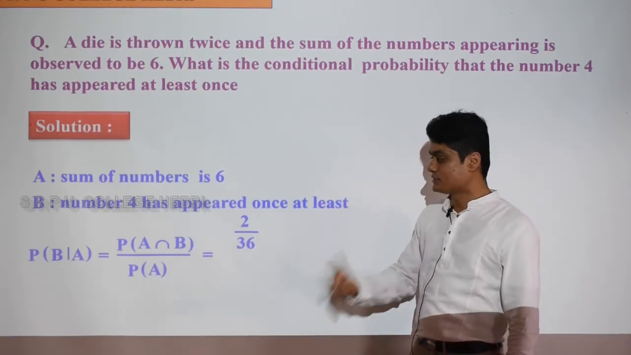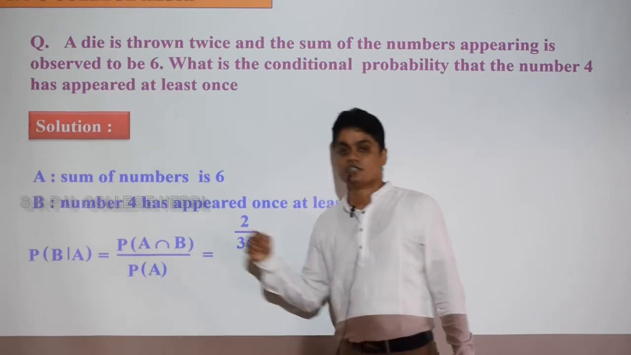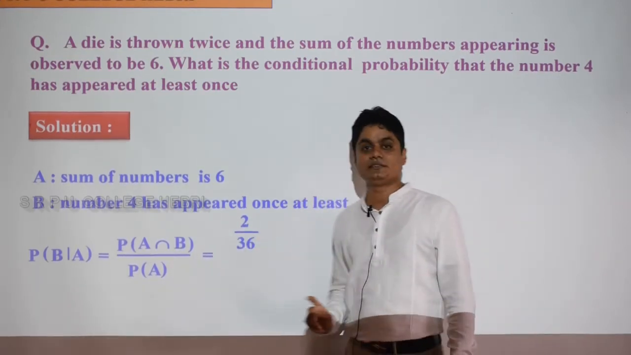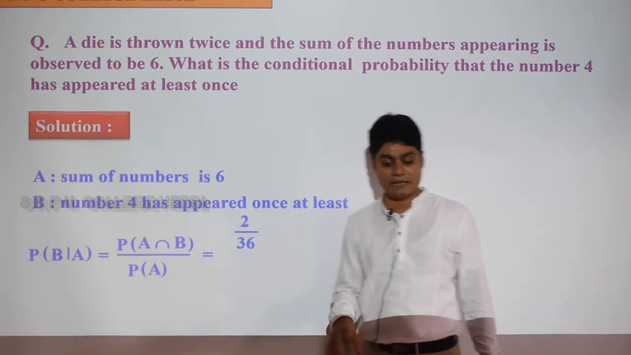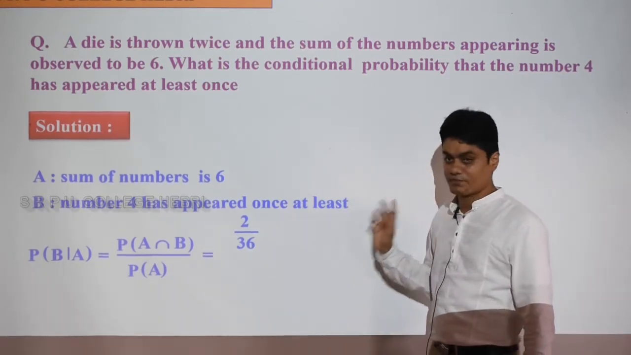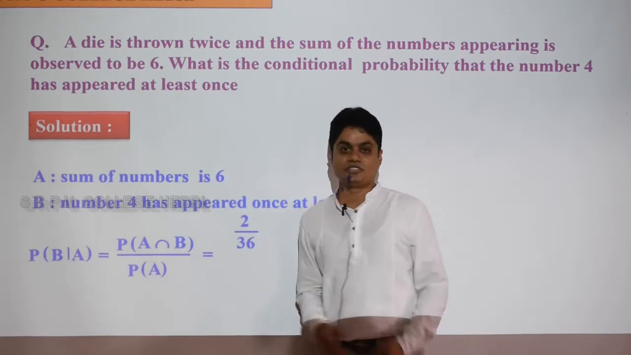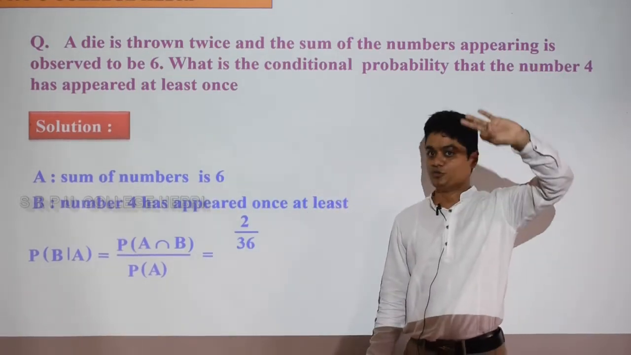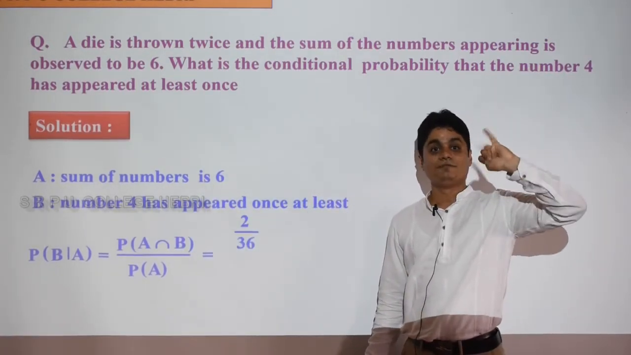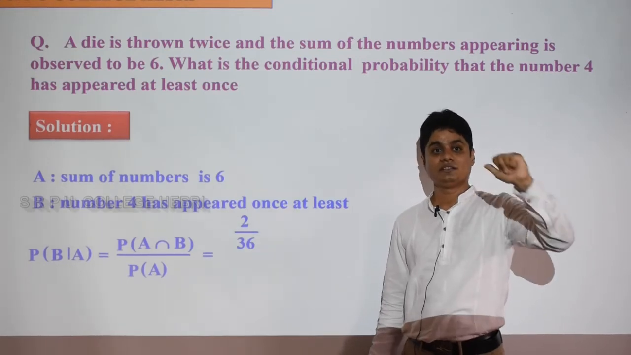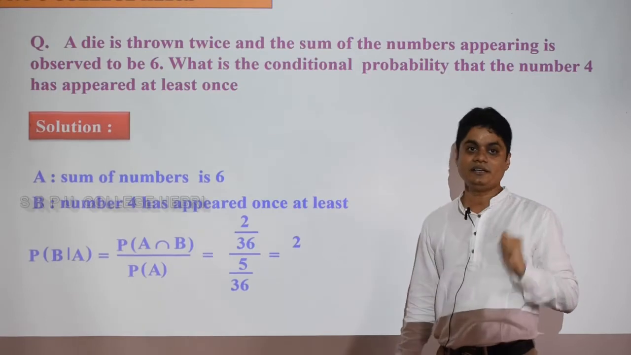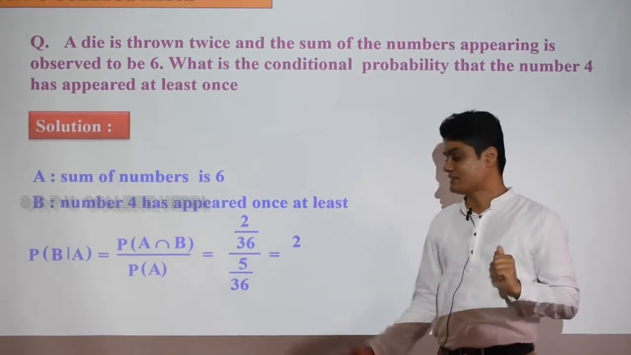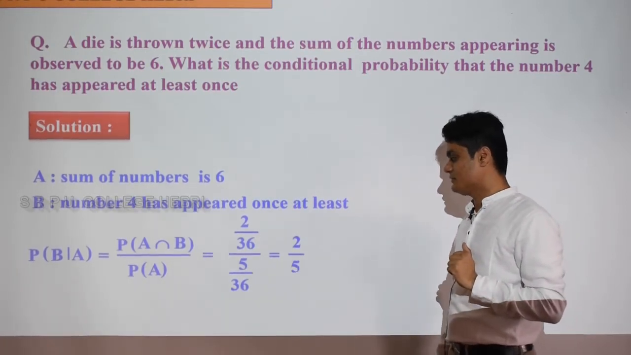Only two outcomes are favorable to A intersection B. So the probability of that is 2 by 36. Why 36? The total number of outcomes, the number of elements in the sample space, is 36, correct? The sum of the numbers is 6: 1 5, 2 4, 3 3, 4 2, 5 1, that's it. So how many? It is 5 by 36. The 36 cancels, so how much is remaining? 2 by 5, that's it.